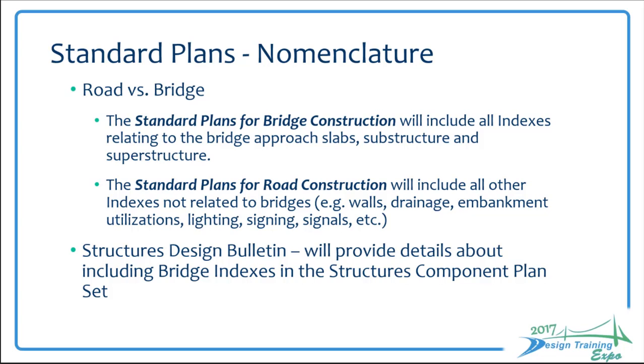Basically, if it's any index relating to the bridge approach slab, substructure, or superstructure, then it's included in that bridge. But when we talk about road construction, it would include all roadway related items, but also any structural related items that are located along the roadway. So that could include walls, drainage structures, embankment, lighting, signing, signals. So the designation is strictly, if it's bridge, it goes with the bridge. If it's not bridge, then it falls into the roadway or the road category.